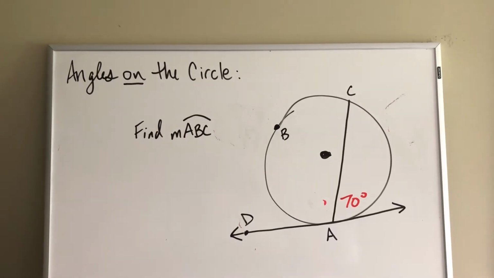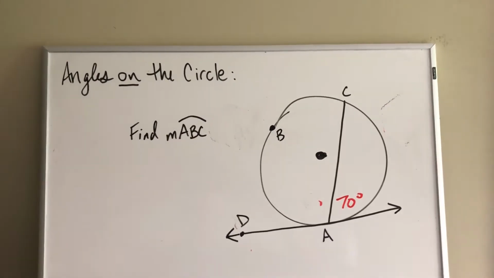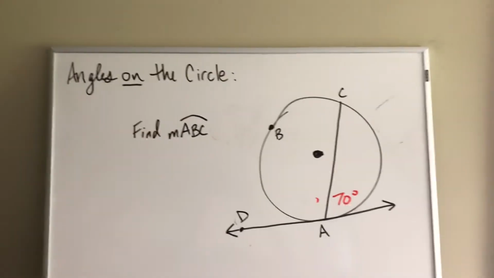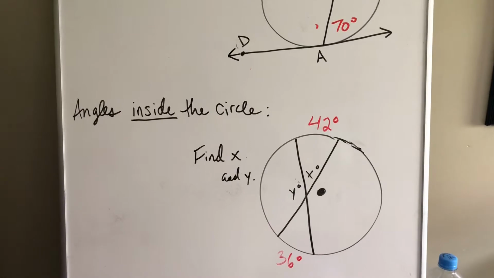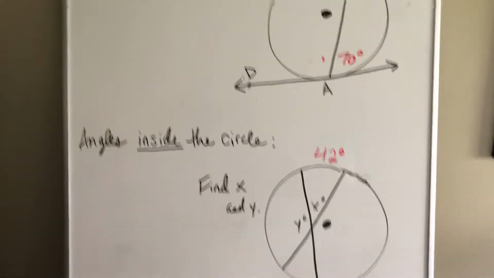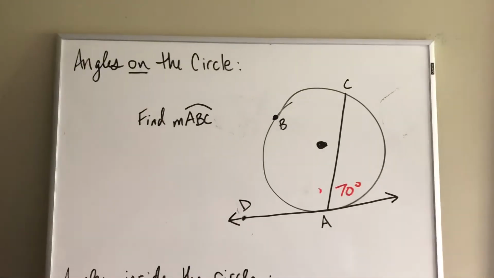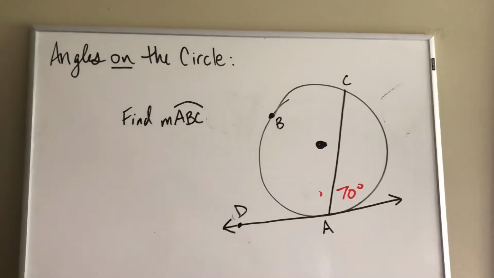I want to demo the first two examples in section 10.5. I'm going to begin with angles that are found on the circle, and the second example would be angles inside the circle. I'm going to save angles outside the circle for a later day. Let's begin with angles on the circle.